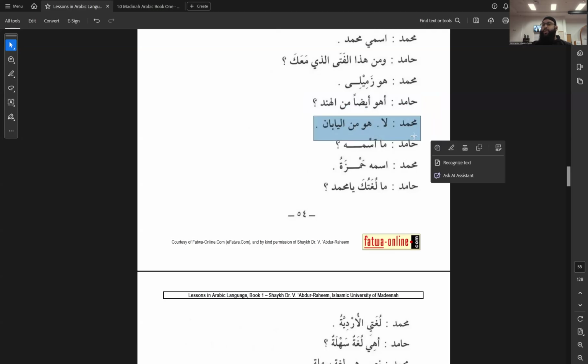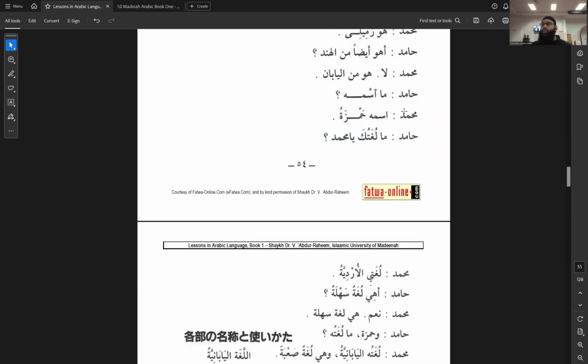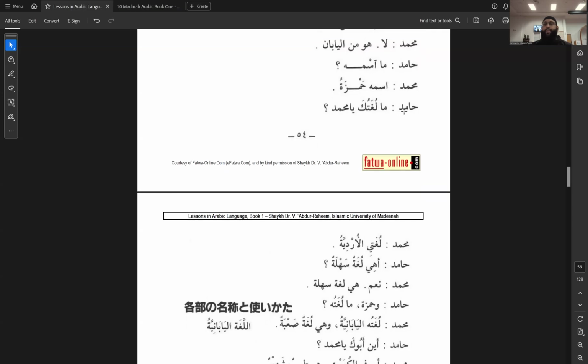So then he wants to know that person's name. So he says, Ismuhu. What is blank name? What pronoun goes there? Is it his? Good. His. What is his name? Because the whole time they're talking about the Zamili, the classmate who's not there. Ismuhu Hamza. His name is Hamza.